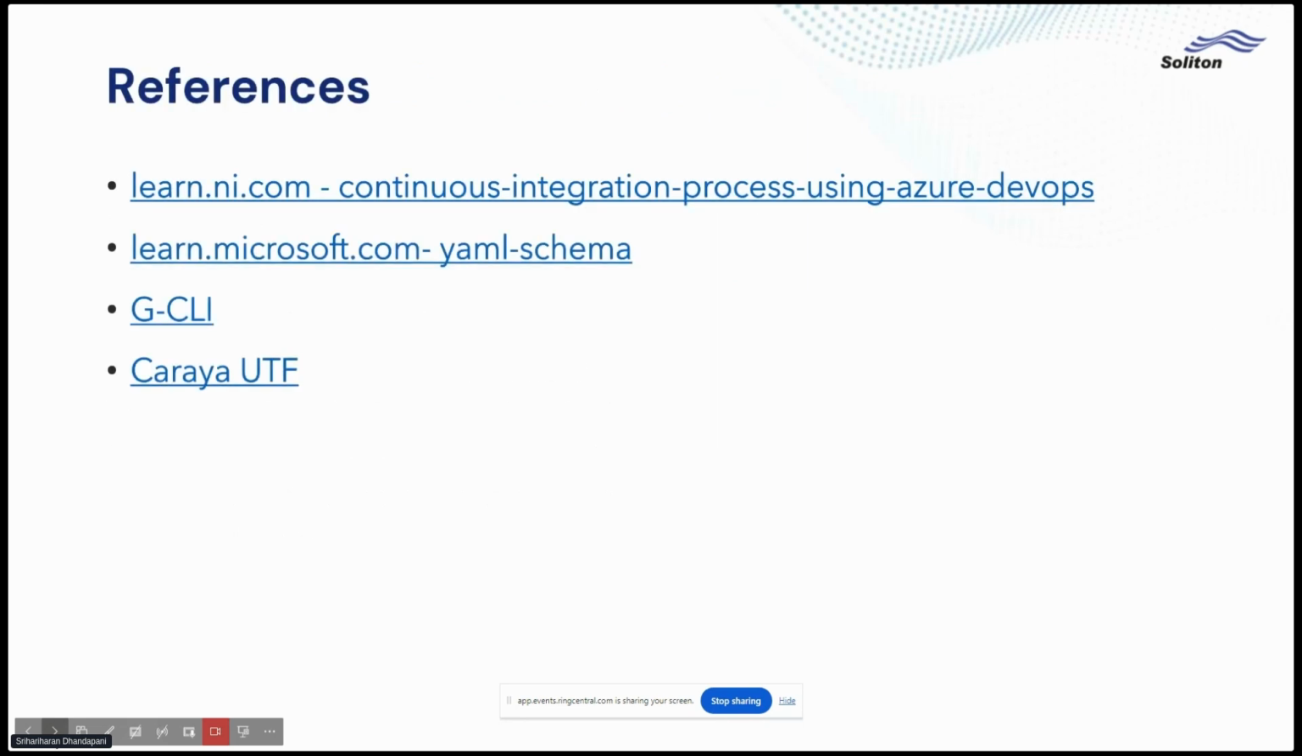And I just added some references. We can go to learn.ni.com and see how the continuous integration process works using Azure DevOps. It is a detailed session on how to do this. And you can also go to the YAML schema from learn.microsoft and see how we can code a pipeline file and deliver tasks and things. I have also attached the links which I used: one is the Caraya UTF to run the unit tests, and G CLI to trigger these unit tests and runner VIs from the pipeline file to the actual LabVIEW environment.